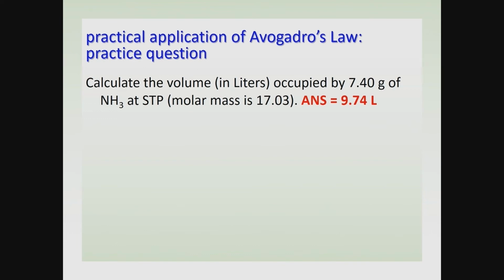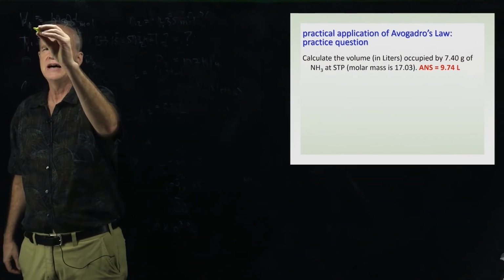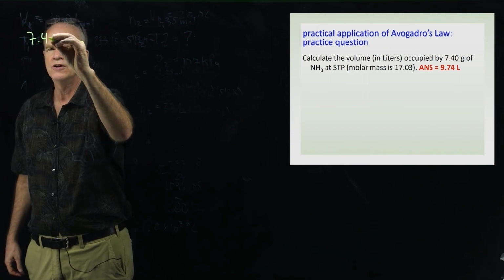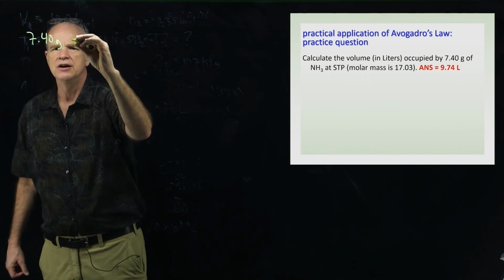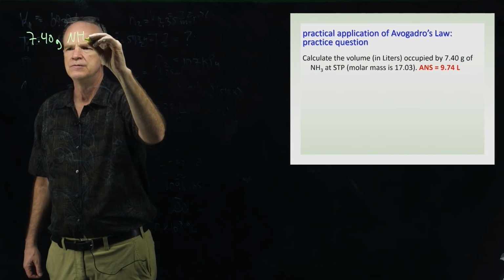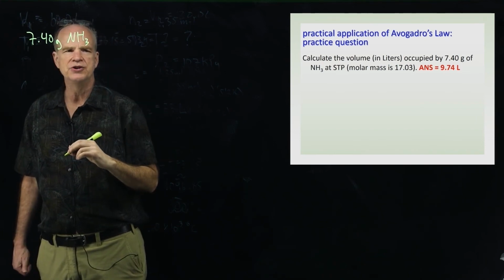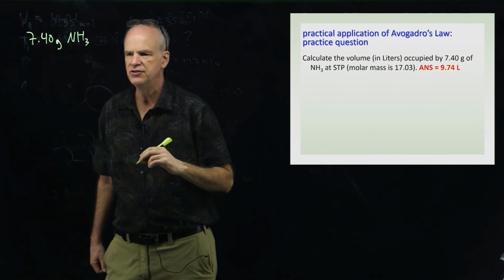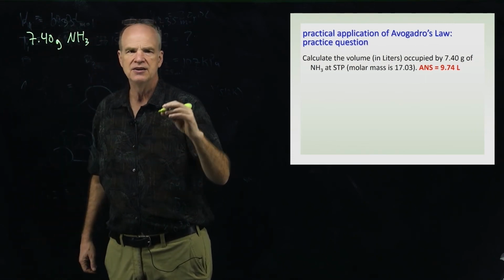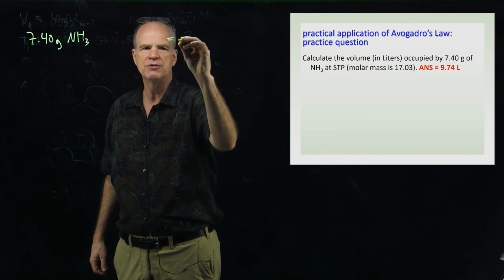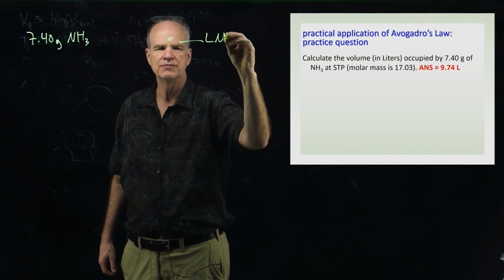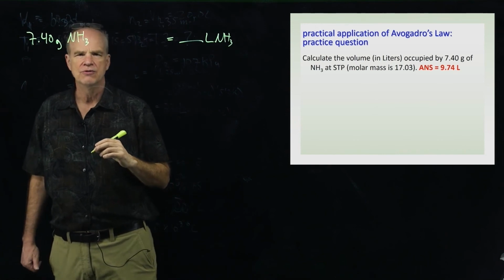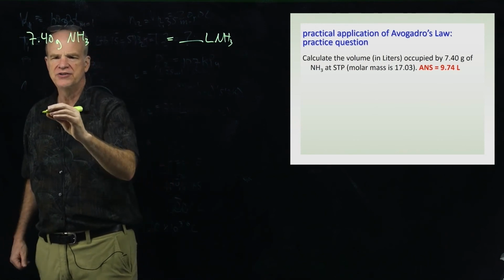The problem we have here now is calculate the volume in liters occupied by 7.40 grams of ammonia at STP. Okay, here what we have is 7.40 grams of ammonia. And so what I want to do is get this into liters of ammonia. So eventually we want to get this into liters of ammonia. So how will we solve this problem? So let me kind of write this out down here.